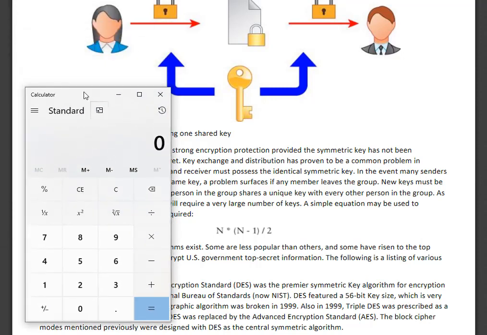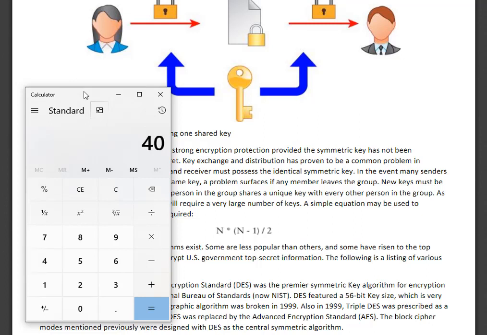So if I have 4 users and we want to be able to use private key symmetrical encryption for all 4 users to exchange data, I would take 4 minus 1, and that equals 3. I would divide it by 2 and multiply it times 4. I would need to manage 6 keys for those 4 persons to be able to exchange private data. Doesn't sound so bad. But what if I have 40 users?